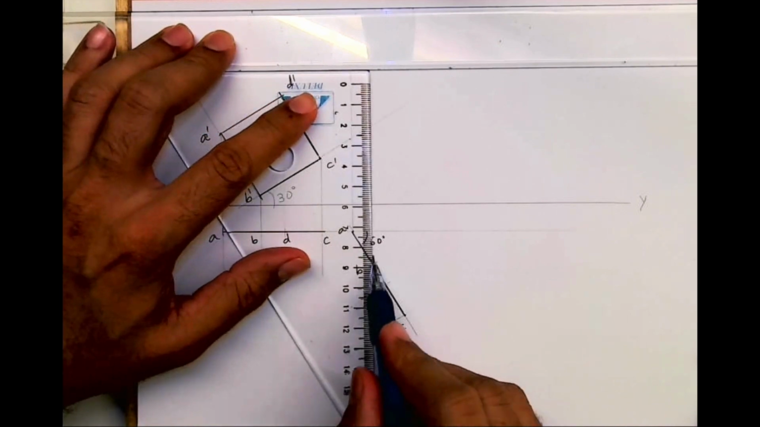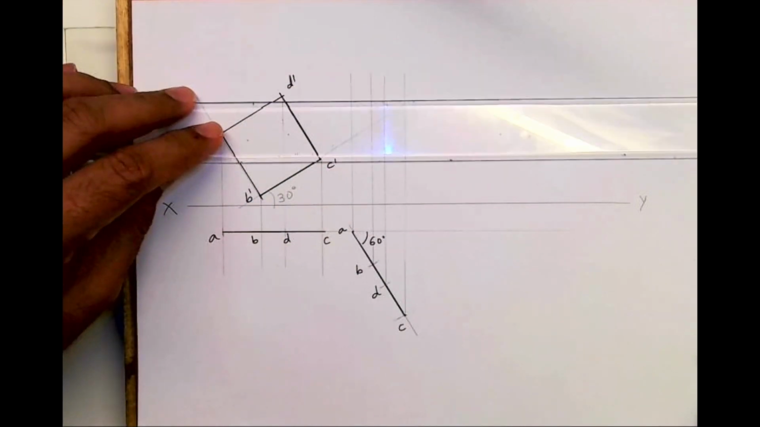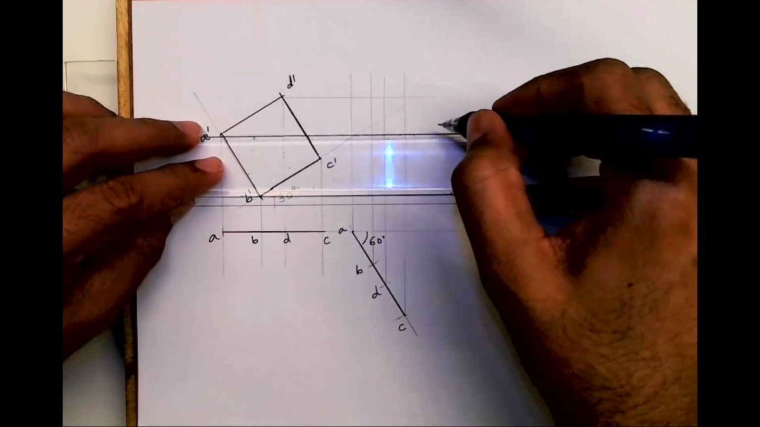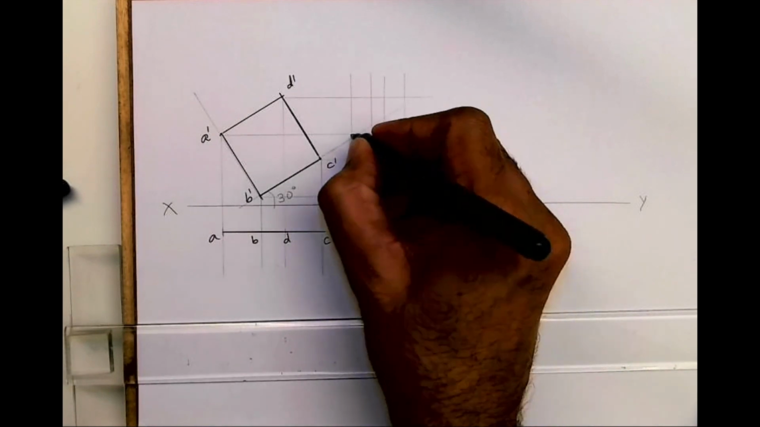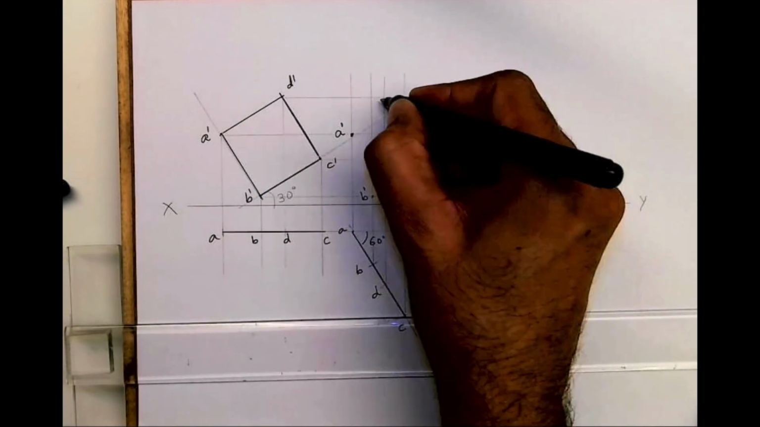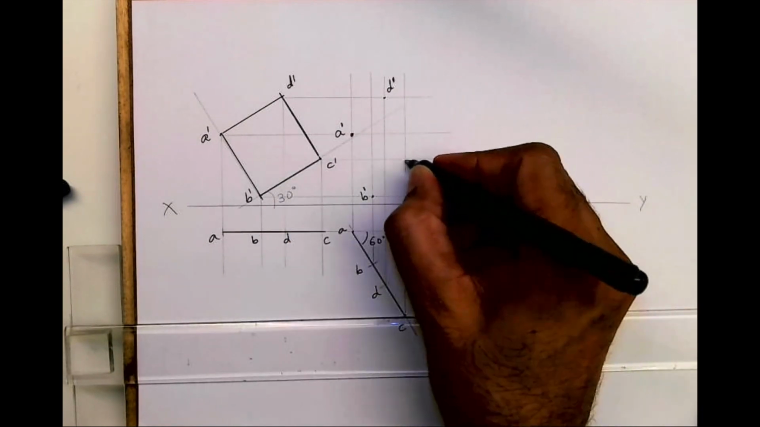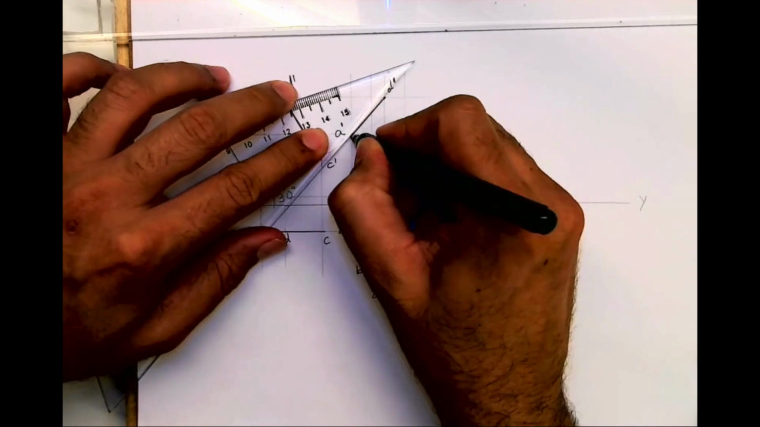So from A, B, D and C you project lines. Same way you project from D dash, A dash, C dash, B dash. So this is A dash. This is B dash. This is D dash. And this is C dash. So this is the front view.